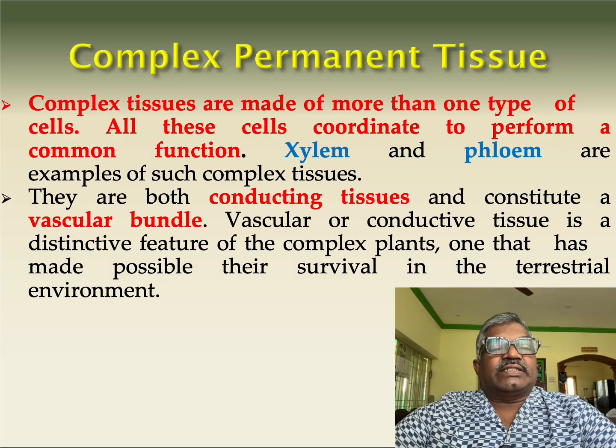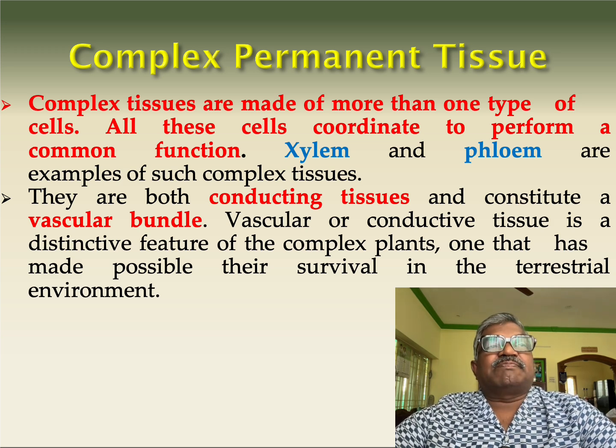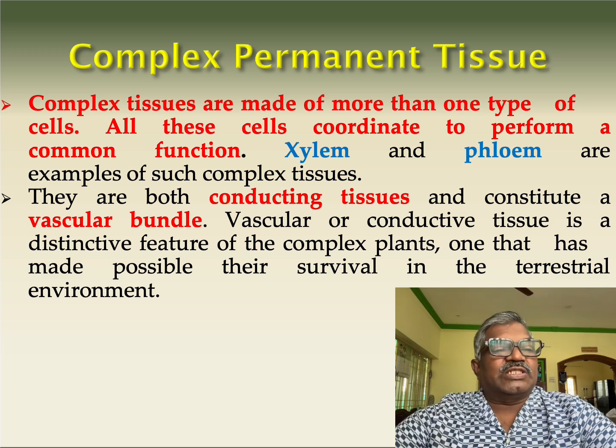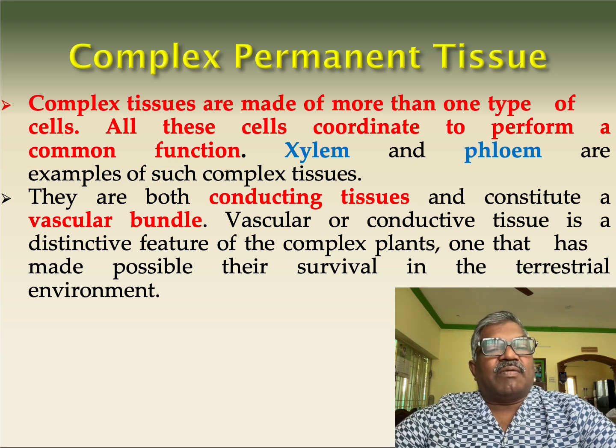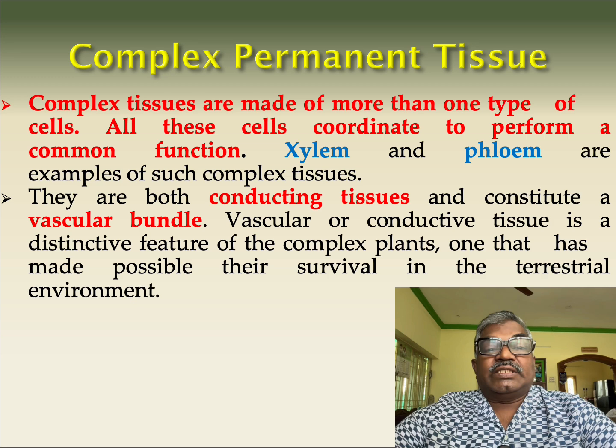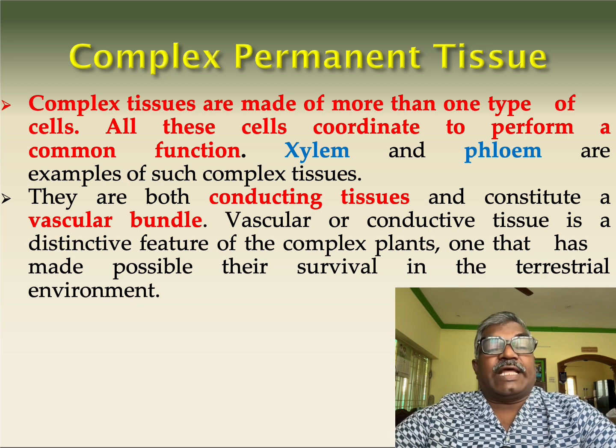So what are the tissues responsible for this transportation? Here, complex permanent tissue. In the tissue chapter, you learned what simple permanent tissue and complex permanent tissue are. Xylem and phloem are complex permanent tissues. Somebody may ask in a question, what are complex tissues? These tissues are made up of more than one type of cells. A tissue made up of more than one type of cells is known as a complex tissue.